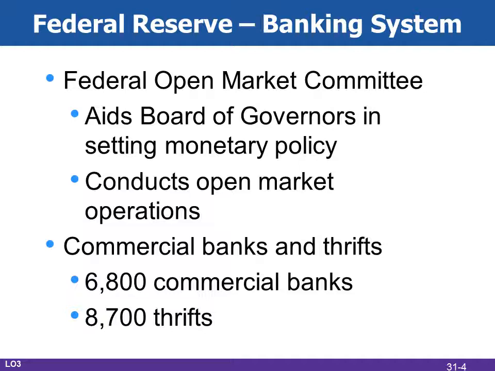So we say the FOMC sets Fed policy. Fed policy is conducted largely through open market operations, and again, it's the buying and selling of bonds. And again, down at the bottom here, there are about 6,800 commercial banks and 8,700 thrifts that are all under the jurisdiction of the various 12 regional Federal Reserve banks.